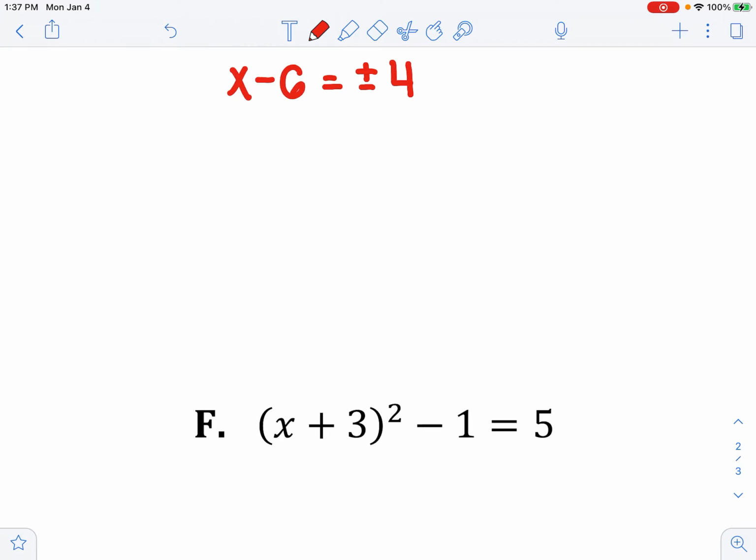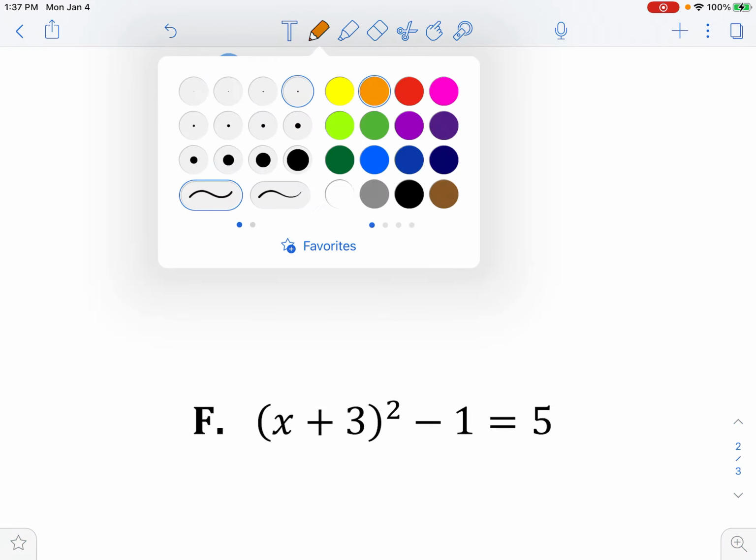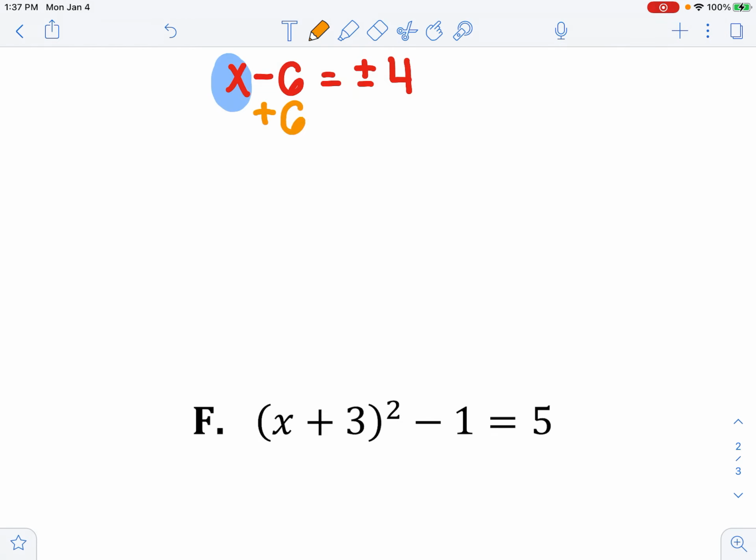All right. Now I still need to get x by itself. How do I get x by itself? I add 6 to both sides. So I'm going to put plus 6, plus 6. So now I have x equals the positive 6, and then plus and minus 4.